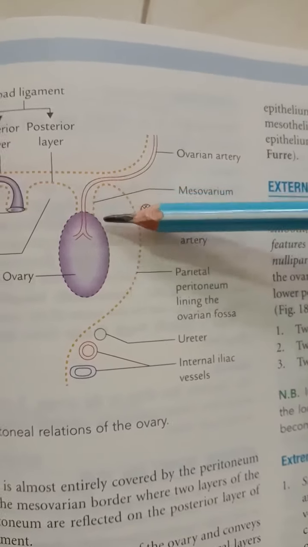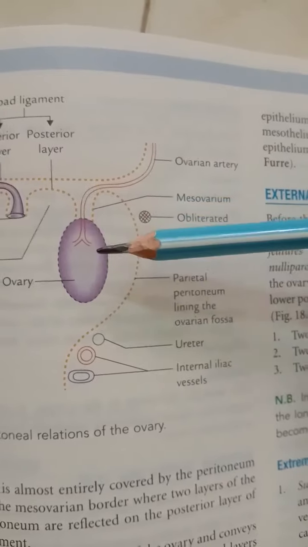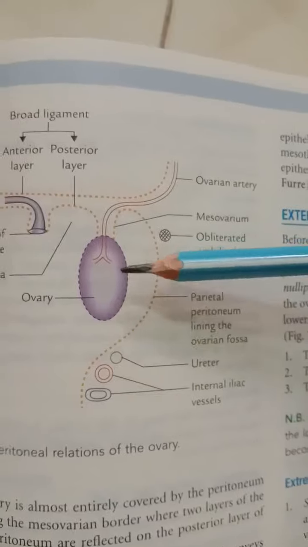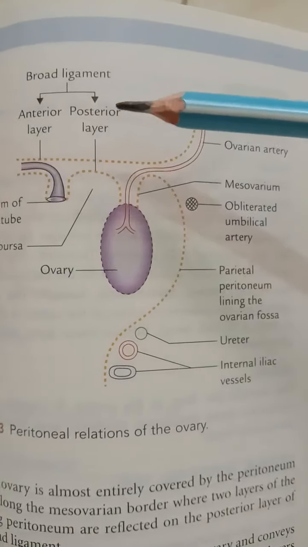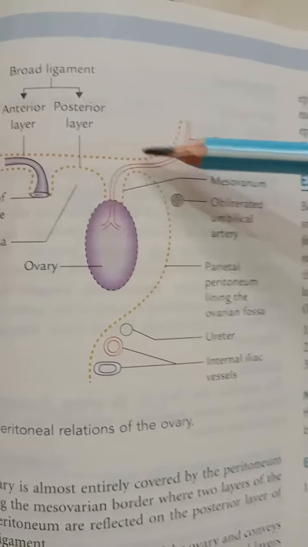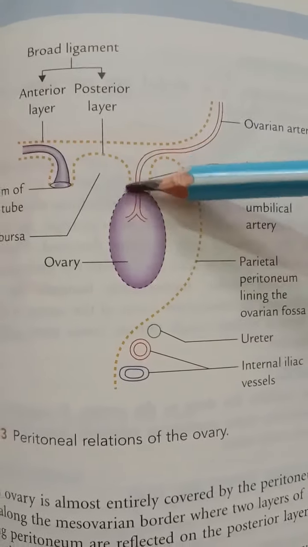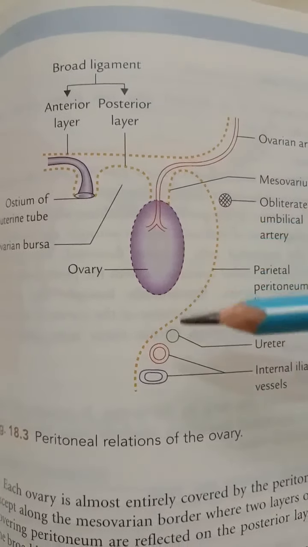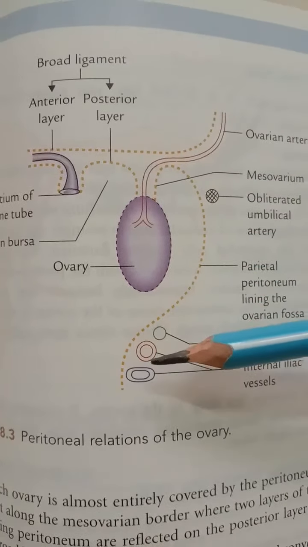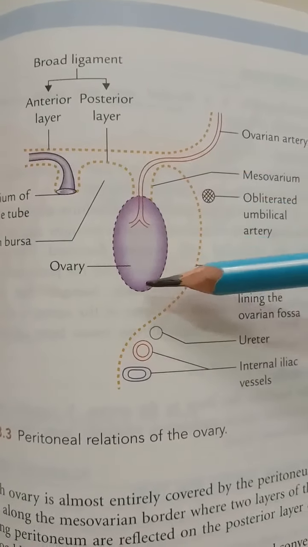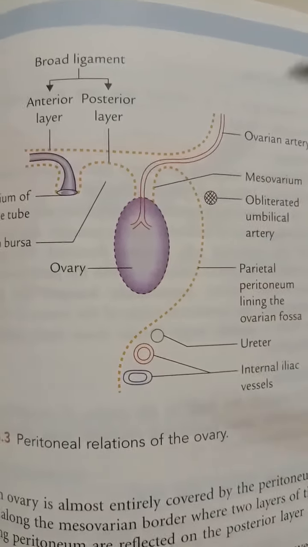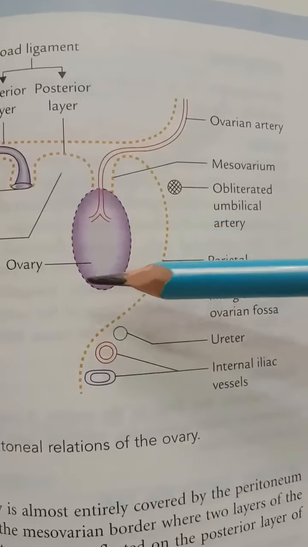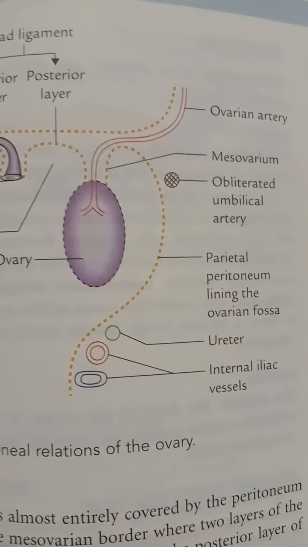Here the two layers of the covering of the peritoneum are reflected on the posterior layer of the broad ligament. This is the anterior layer and this is the posterior layer. These two layers are folded and reflected on the posterior broad ligament. The mesovarium acts as the hilum of the ovary and conveys the blood vessels and nerves into the ovary. The peritoneal layer of the mesovarium becomes continuous with the germinal epithelium of the ovary.